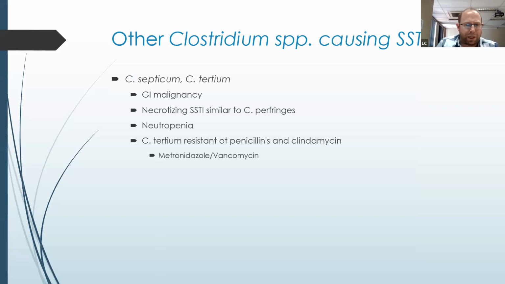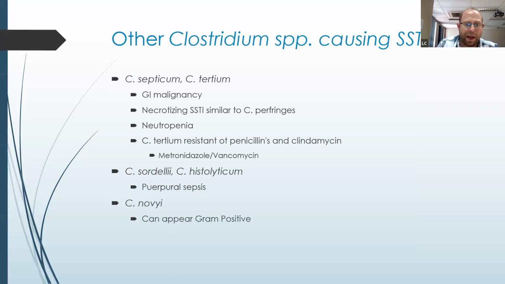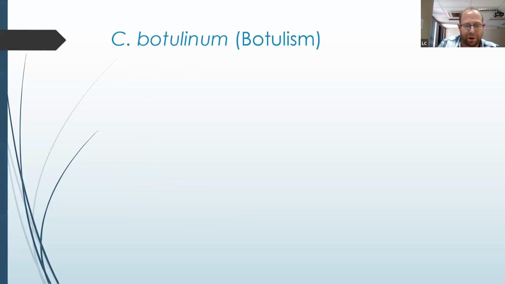Just a couple of tidbits on some of these organisms, because some of them are quite interesting. Clostridium septicum and tertium are also associated with the presence of a GI malignancy, though they cause a similar disease entity to Clostridium perfringens. They're also associated with the presence of neutropenia and may be responsible for encephalitis in patients with neutropenic sepsis. And Clostridium tertium is resistant to penicillins and clindamycin. So if that's ever isolated, you need to resort to drugs like metronidazole and vancomycin. Clostridium sordellii and histolyticum, as mentioned, are associated with puerperal sepsis. And just interestingly, Clostridium novyi can appear gram-negative on the Gram stain.